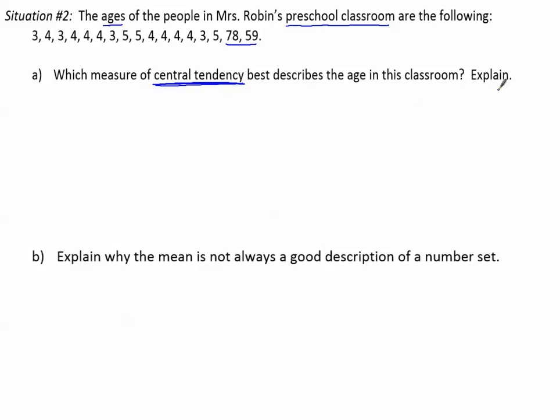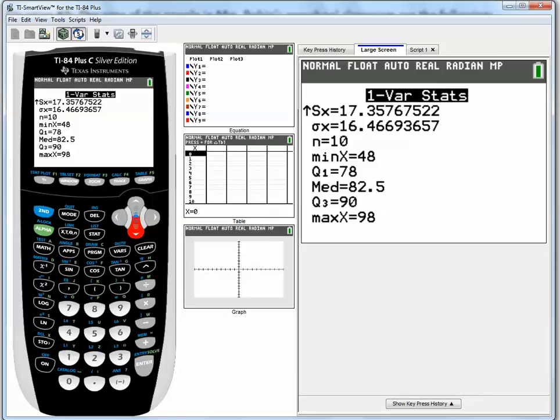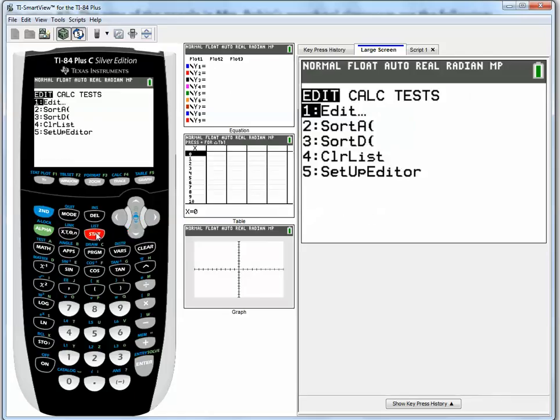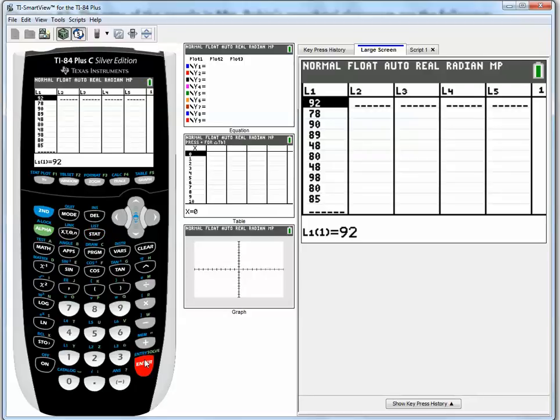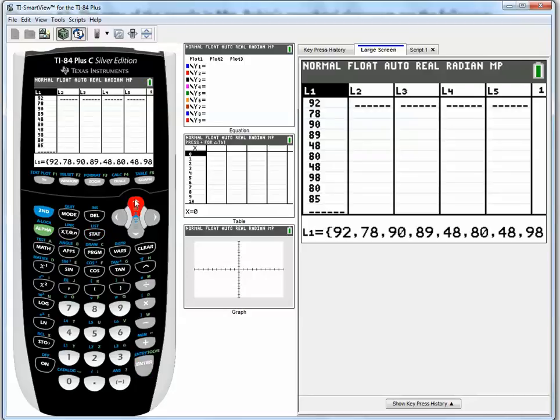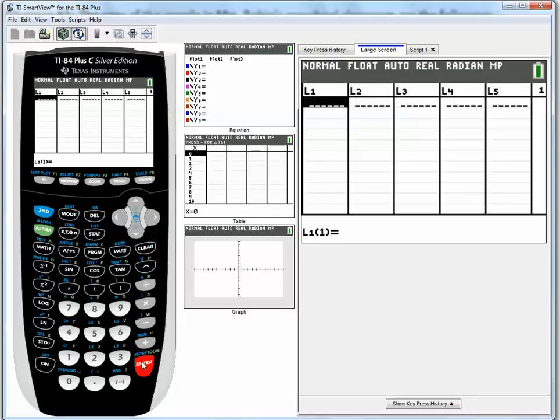Explain. Now, if we go to our calculator and we want to re-enter data, remember we press Stat and then Edit, so number 1. And I have this list already. I can go up and clear it, enter. And then I can start to enter this data. 3, enter, 4, enter, etc.